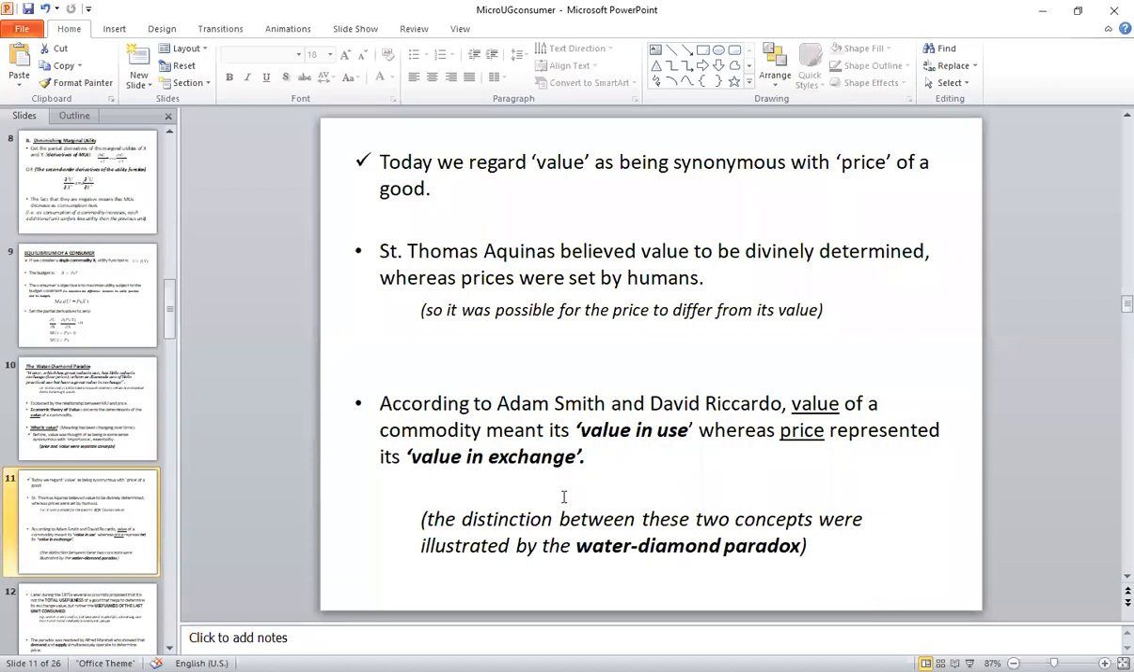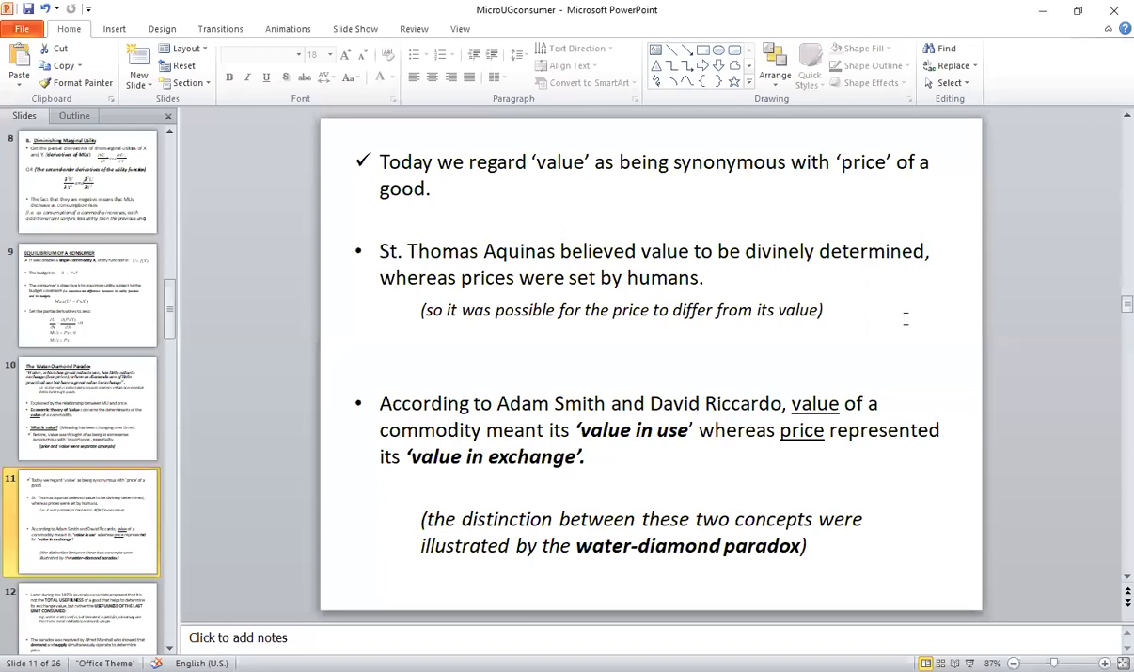Now, according to Thomas Aquinas, he believed value to be divinely determined. That means Allah determined the value of whatever it is. But humans are the ones who set the prices. So God determined that water is valuable, then humans set the prices. So it was possible for the price to differ from its value.